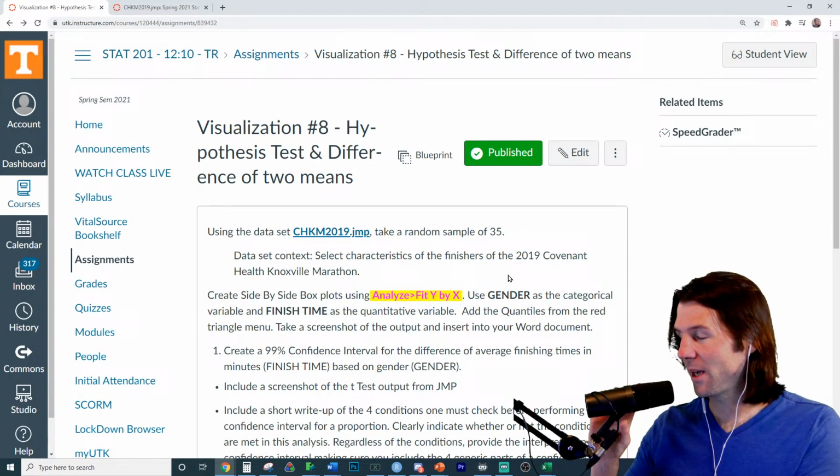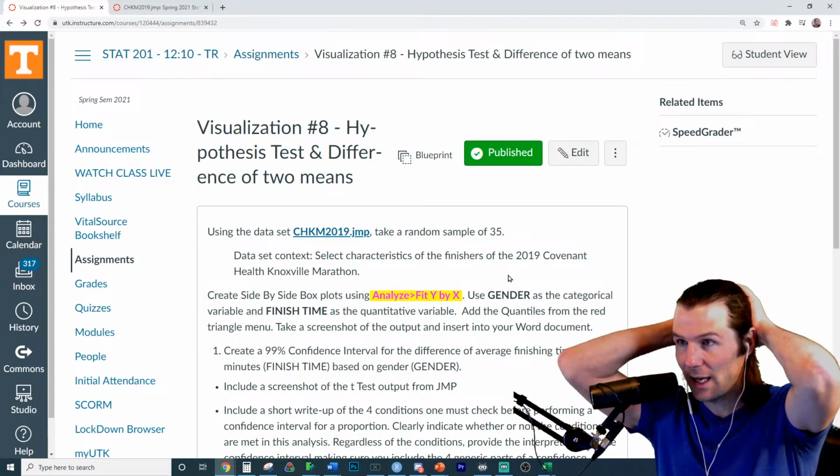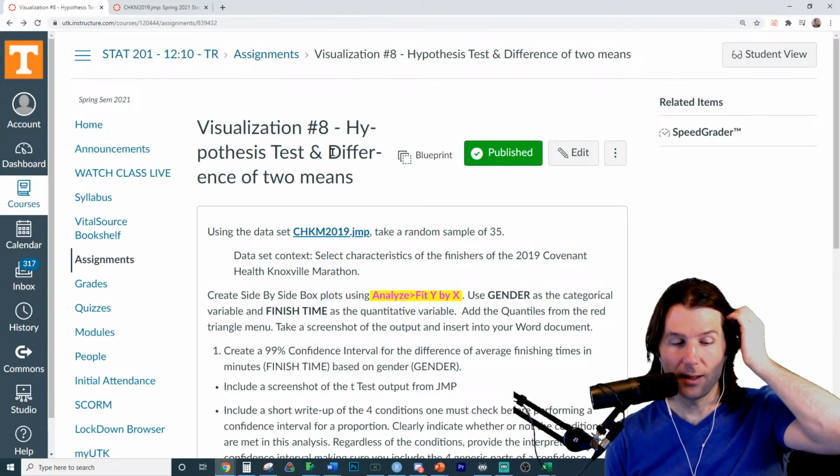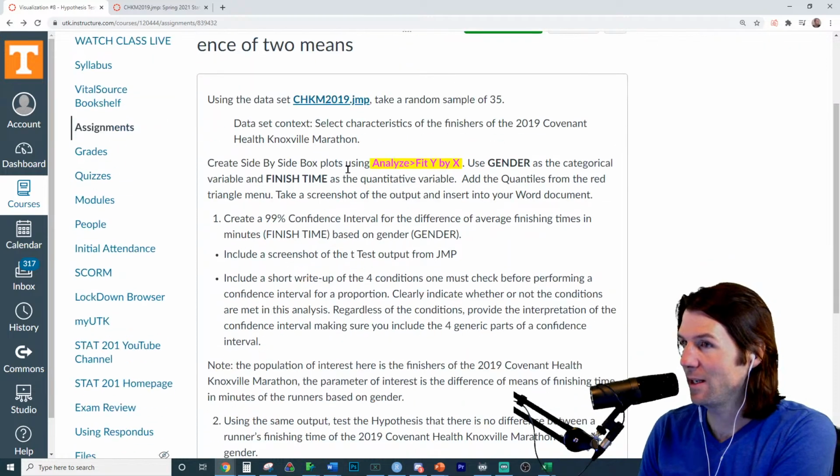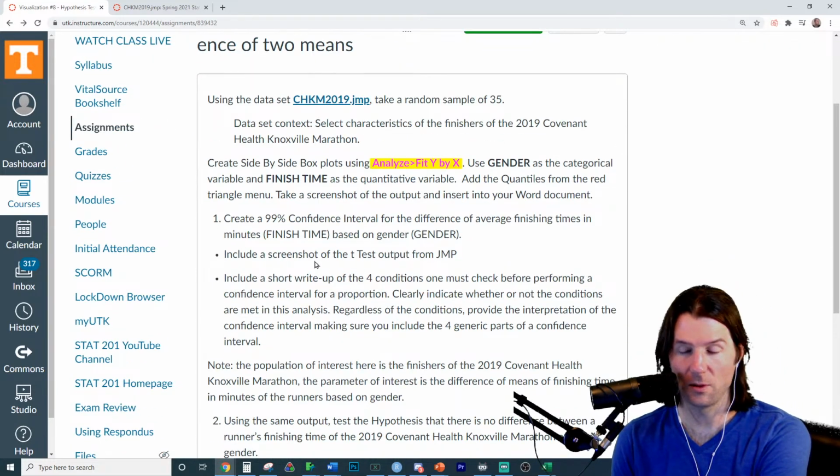Let's talk about visualization number 8 for a moment right here. Visualization number 8 is when we're trying to make the differences between 2 means. And so we need to create a 99% confidence interval, include a short write-up.